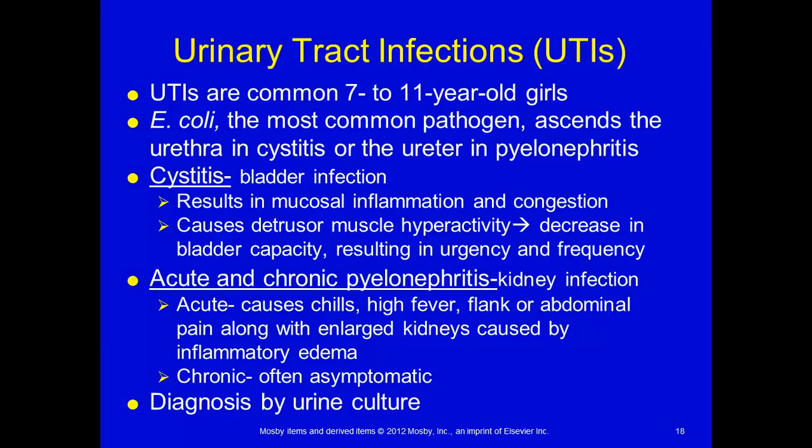So again, cystitis is a bladder infection. Pyelonephritis is a kidney infection. Okay? Want to make that clear to you. So again, cystitis is a bladder infection. It results in mucosal inflammation and congestion. And did you know that in a bladder infection with cystitis, it causes detrusor muscle hyperactivity or irritability? The detrusor muscle is basically the muscle that makes up the bladder as a sac.